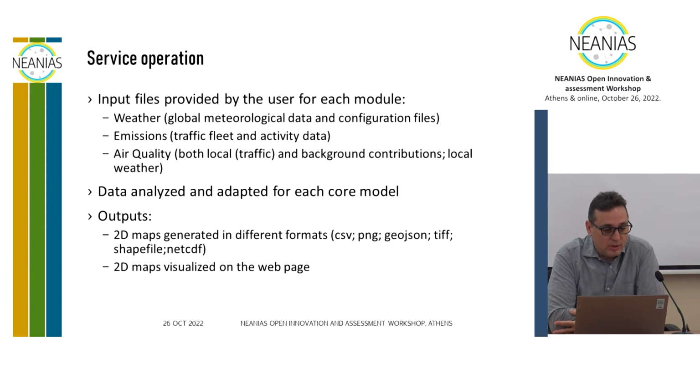How does the service work? Input files are provided by the user for each module. For the weather, the user provides global meteorological data and configuration file. For the emissions, the traffic fleet and activity data. And for the air quality, both local traffic and background concentrations and local weather. Data is analyzed and adopted for each core model, and the outputs are 2D maps generated in different formats and visualized on a web page. We're going to see an example and we can understand better now.